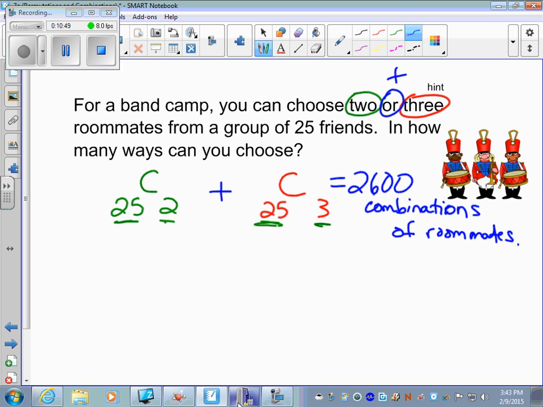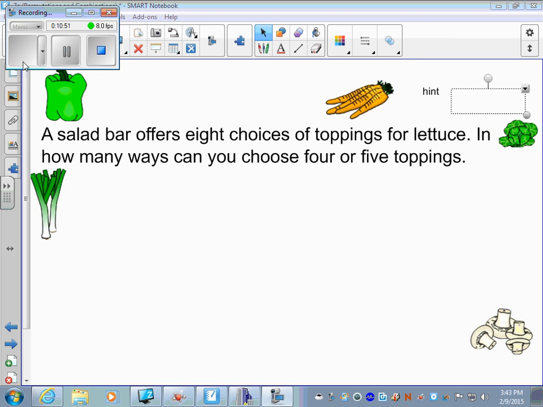If you want to pause it right now and try to figure out, is this a permutation or a combination? It's a good time to do it. Otherwise, let's dive into it.